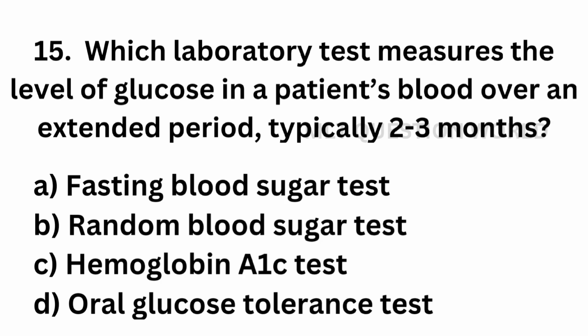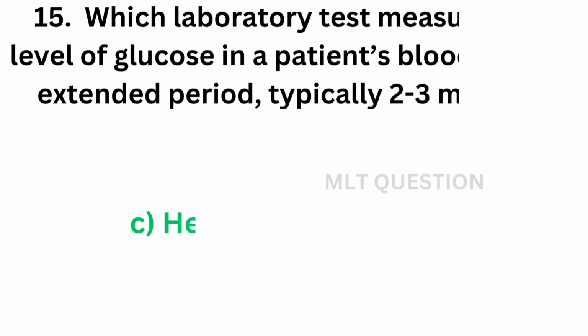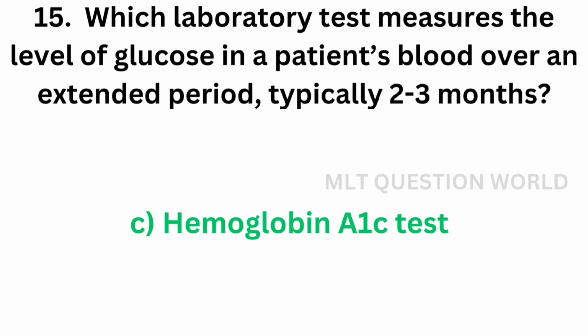Question number 15. Which laboratory test measures the level of glucose in a patient's blood over an extended period, typically 2 to 3 months? Option A, fasting blood sugar test. Option B, random blood sugar test. Option C, hemoglobin A1c test or HbA1c. Option D, oral glucose tolerance test or GTT. The correct answer is option C, hemoglobin A1c test, that means HbA1c.